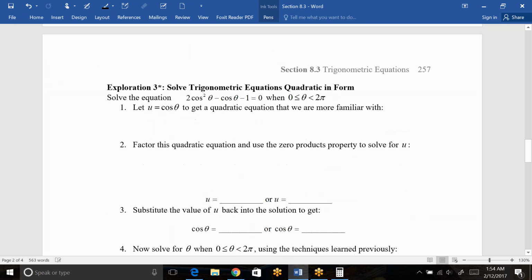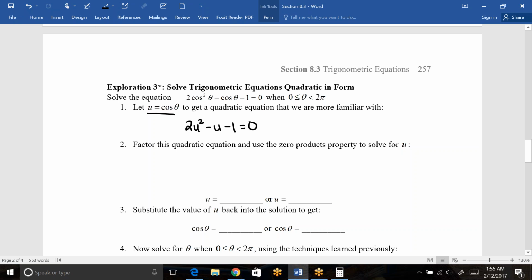Okay, moving on. So we're going to be solving another equation, except this time this is kind of what I was trying to prep you for in the last set of notes. This is quadratic looking, so we're going to use a substitution to make this easier to work with. We let cosine theta be u. So if you have cosine squared, that would be 2u squared minus u minus 1 equals 0. So now we've got this in what looks like just a regular old quadratic.